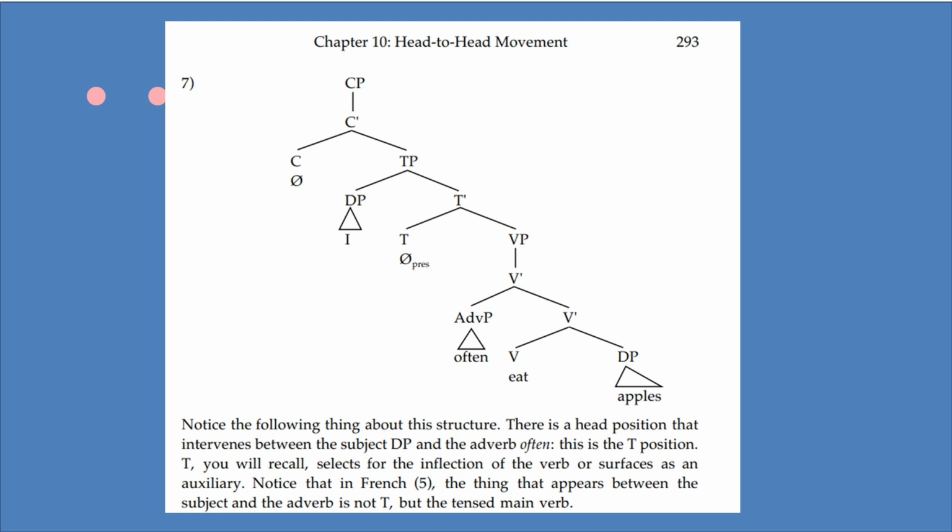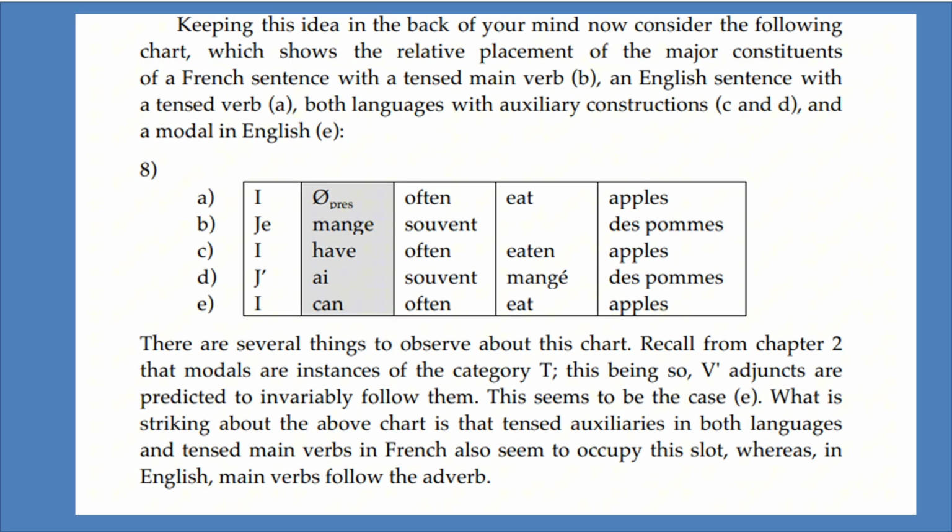Notice that in French, in number 5, the thing that appears between the subject and the verb is not T but the tense main verb. Keeping this idea in the back of your mind, now consider the following chart, which shows the relative placement of the major constituents of a French sentence with a tense main verb, an English sentence with a tense verb, both languages with auxiliary constructions, and a modal in English.